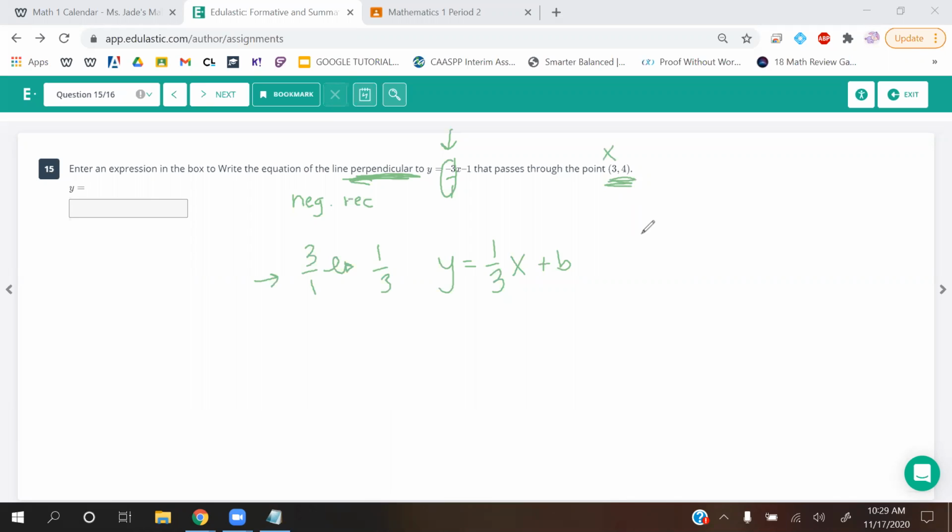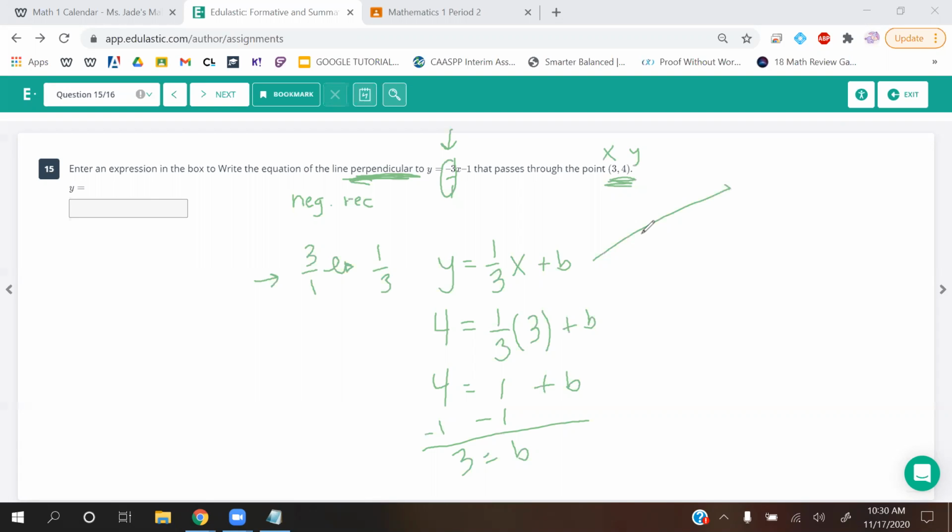Remember that x is 3, y is 4, so then instead of y is equal to, I write 4 is equal to 1/3. Instead of the x, I write a 3 plus b. Let's solve for b. 4 is equal to 1/3 times 3. If you don't know how to do that, just type it in the calculator. You will get 1. So 1 plus b, then you subtract 1 to solve for b. 3 is equal to b.